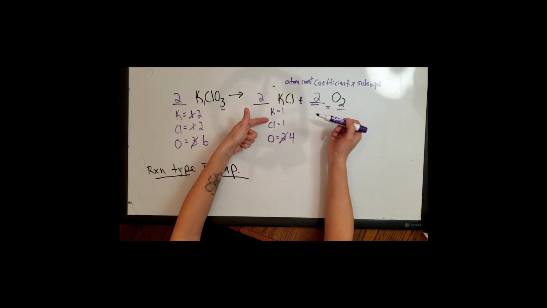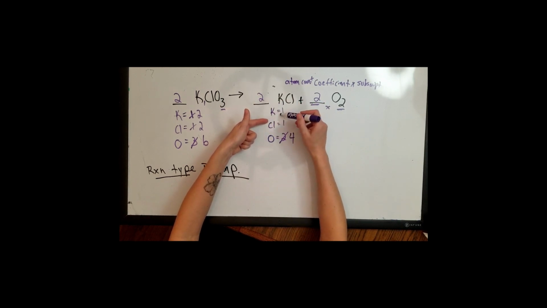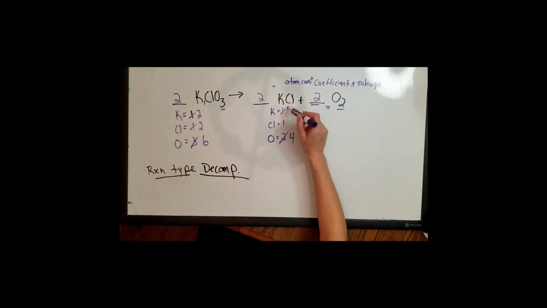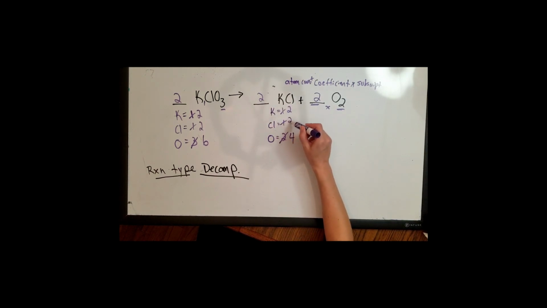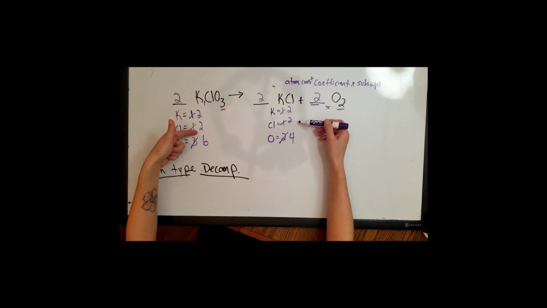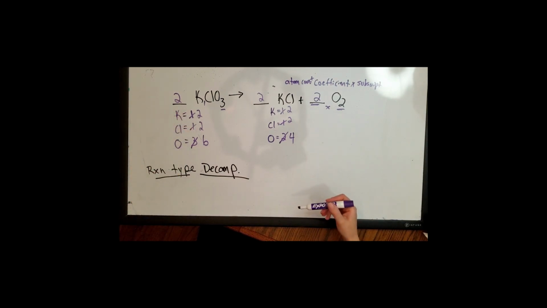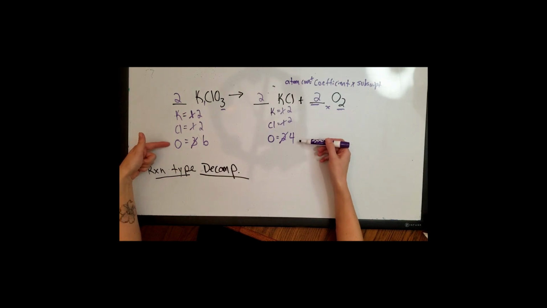Number 2. So if I put a 2 there, that's going to change my potassiums to 2. It's also going to change my chlorines to 2, which is okay because I needed 2 chlorines anyway. All right, so we have potassiums and chlorines balanced once again, and now let's look at those pesky oxygens.